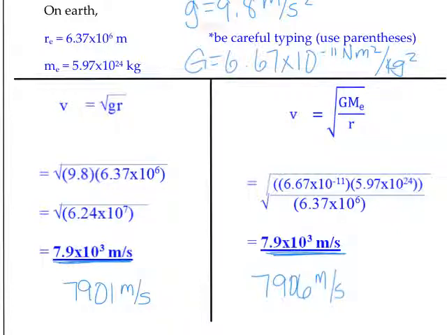I did write you a note to be careful of typing and using your parentheses, especially because we're working with such large numbers when you go to divide by the radius. So when you're doing your calculations in your calculator, just be careful of where you put your parentheses so that you get the correct exponent. If you need help with that, come in and I'll be happy to show you.